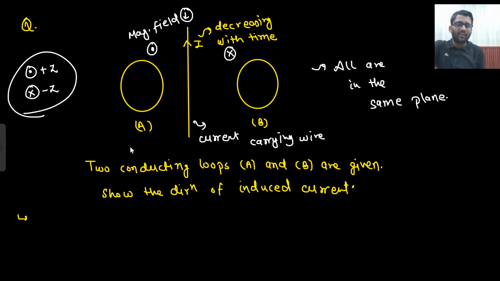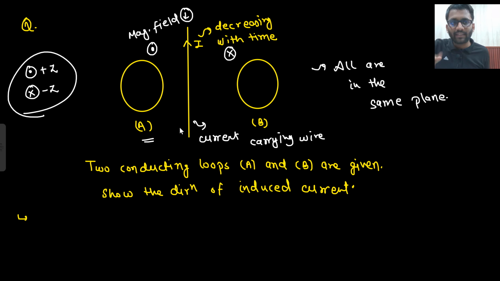So let's talk about loop A now. So in loop A, in positive Z direction, the magnetic field decreases. Say yes or no? The current is decreasing in this direction. That means magnetic field will decrease in this direction. If this is the current, this is the direction of magnetic field, towards me. If current is decreasing, that means magnetic field is also decreasing. So in plus Z direction, the magnetic field decreases.